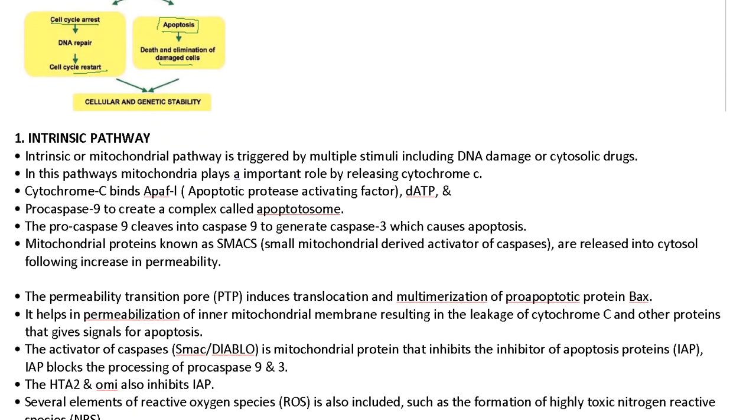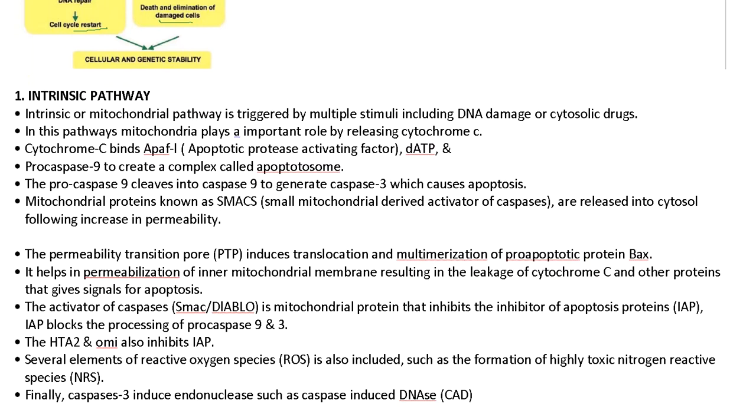So the intrinsic pathway is triggered by some stimuli, and here mitochondria plays an important role. Cytochrome C binds APAF1, forming the apoptosome, and this apoptosome activates procaspase 9 to caspase 9, which will activate procaspase 3 to form caspase 3. It requires dATP. These mitochondrial proteins are known as SMACs, small mitochondria-derived activator of caspases. They are released into the cytosol following an increase in permeability. So one is cytochrome C which comes out, and another is the small mitochondria-derived activator of caspases. They also come out from the mitochondria.